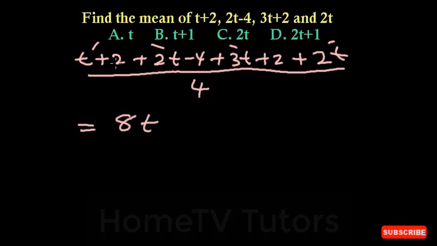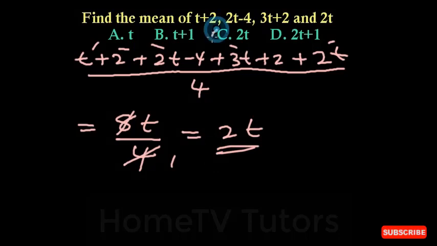Then 2 minus 4 gives us minus 2. Minus 2 plus 2 gives us 0. So we have to divide 8t by 4. 4 here 1, 4 here 2t. So the mean is 2t, with the answer option of C as the correct answer.